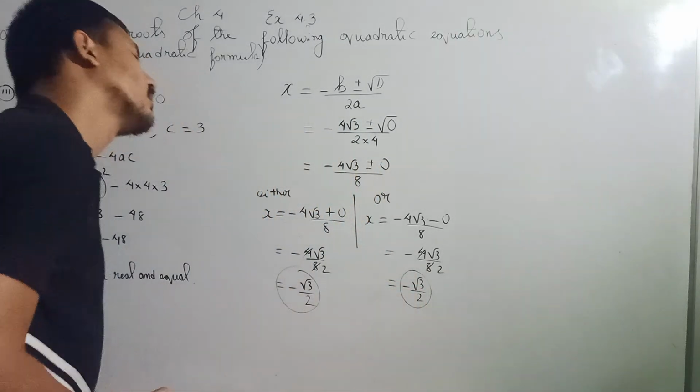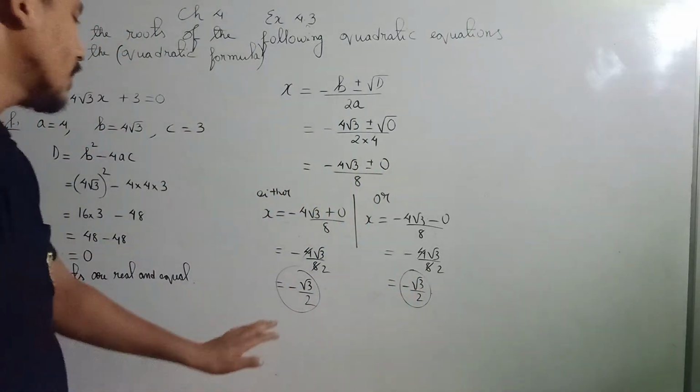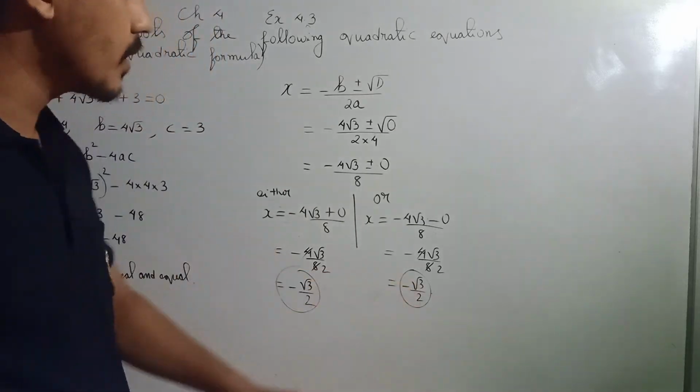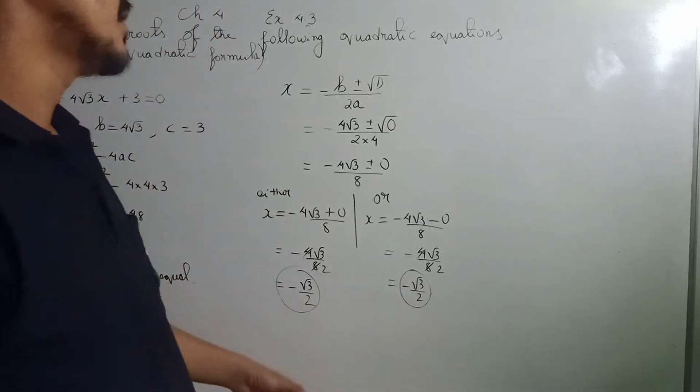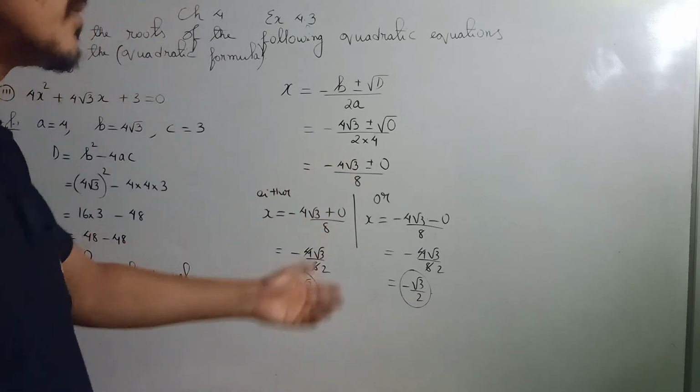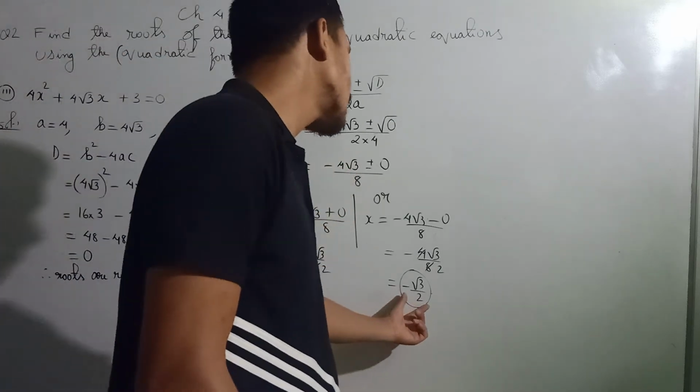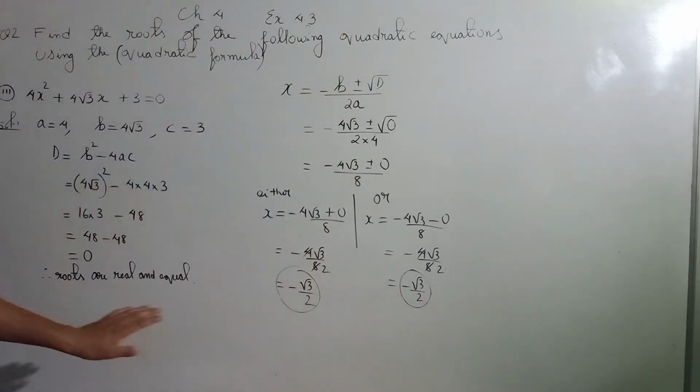So both the roots that we have obtained are real. They belong to real numbers. Minus square root of 3 upon 2, it's an irrational number. Irrational numbers are real numbers. Here also real numbers. Both of them are equal, so it satisfies the condition that roots are real and equal. Right?